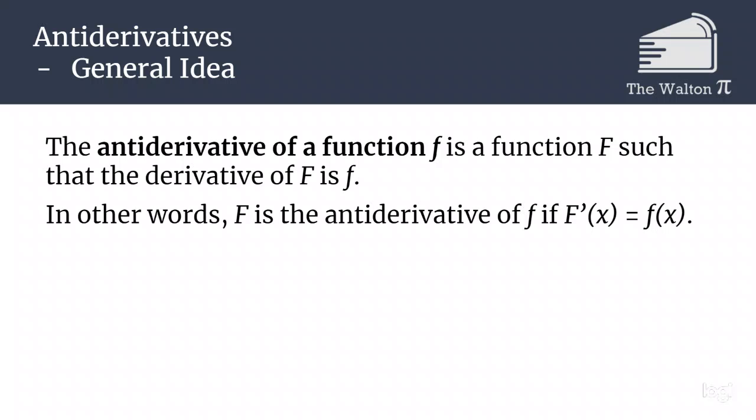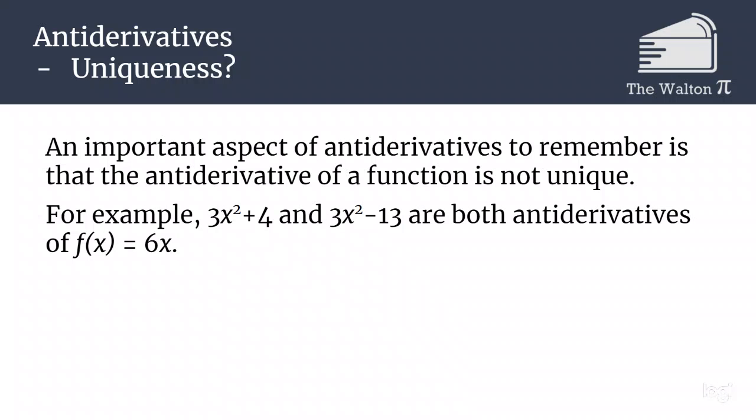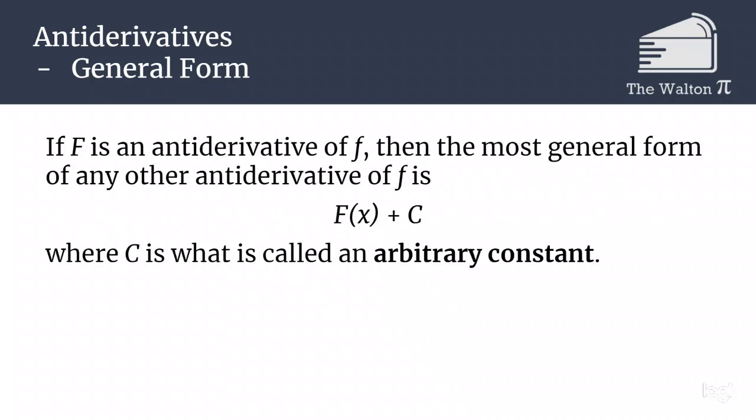So an important aspect to remember with antiderivatives is that the antiderivative of a function is not unique. For example, both 3x squared plus 4 and 3x squared minus 13 are both antiderivatives of f of x equals 6x. So if big F is an antiderivative of little f, then the most general form of any other antiderivative of little f is big F plus c, where c is what's called an arbitrary constant.